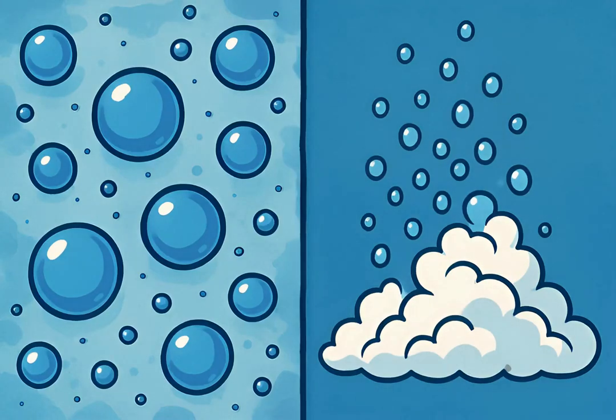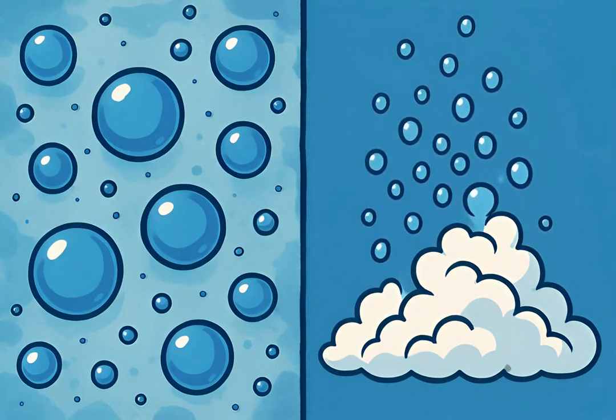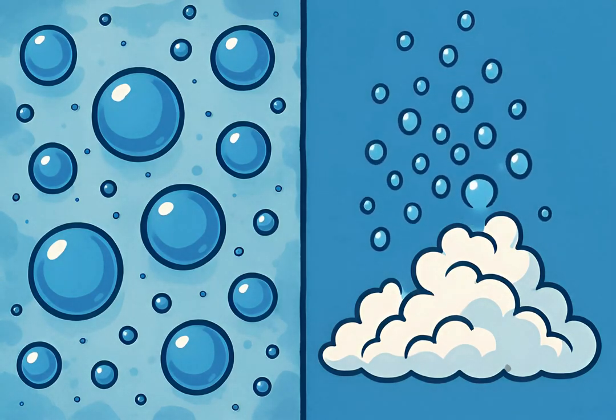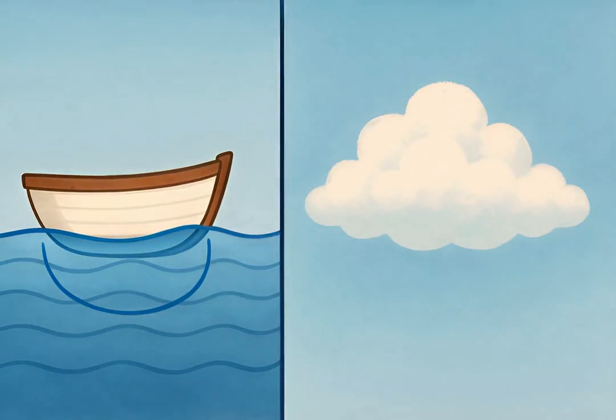The secret? Clouds are billions of tiny water droplets or ice crystals dispersed in air. They are not solid blocks at all. Why does a boat float? It's less dense than water. Clouds float for the same reason. Their overall density is less than the surrounding air.